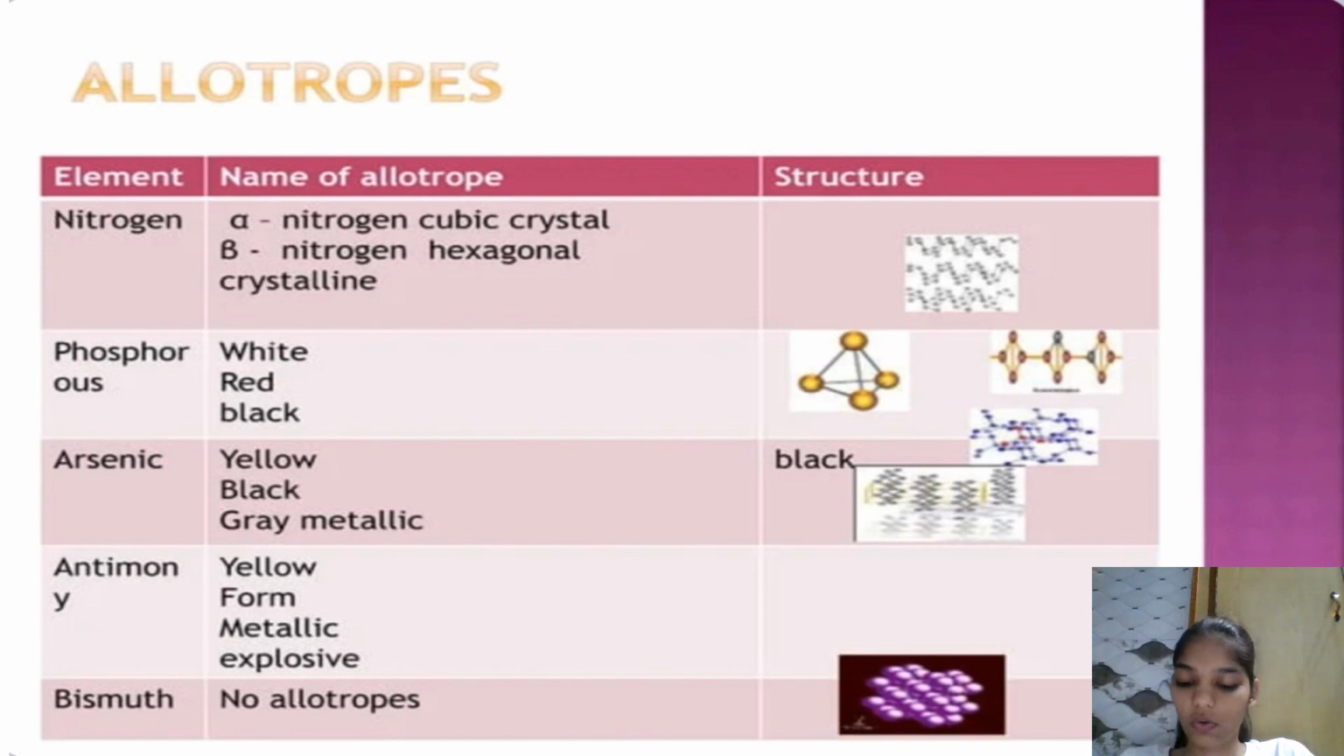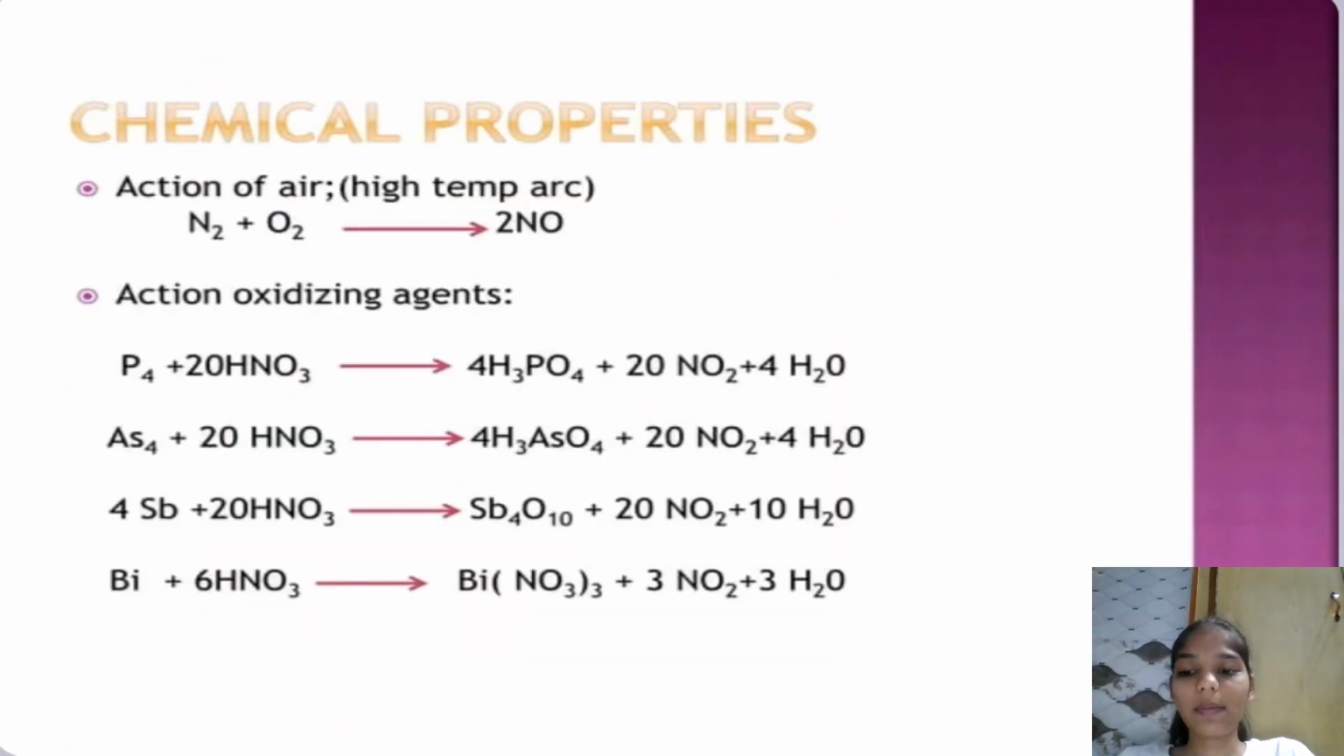Bismuth has no allotropes. Next are some chemical properties of the group 15 elements. First is the action of air. So when nitrogen reacts with oxygen, it gives nitric oxide. Action of oxidizing agent. When phosphorus reacts with nitric acid, it gives phosphoric acid plus nitrogen dioxide plus water. Similarly, when arsenic reacts with HNO3, it gives arsenic acid plus nitrogen dioxide plus water. And so on, the reaction continues with antimony and bismuth.